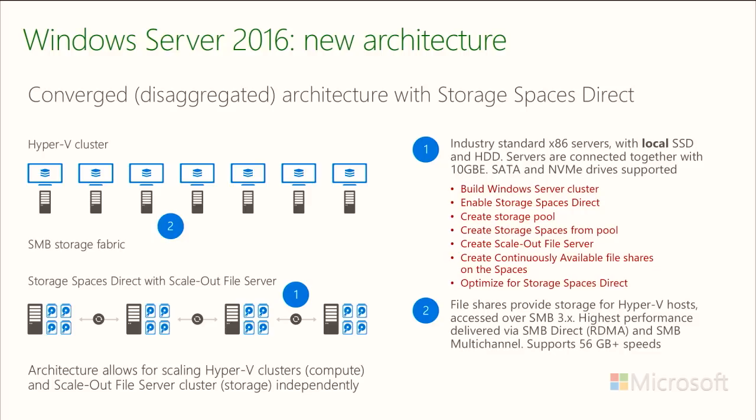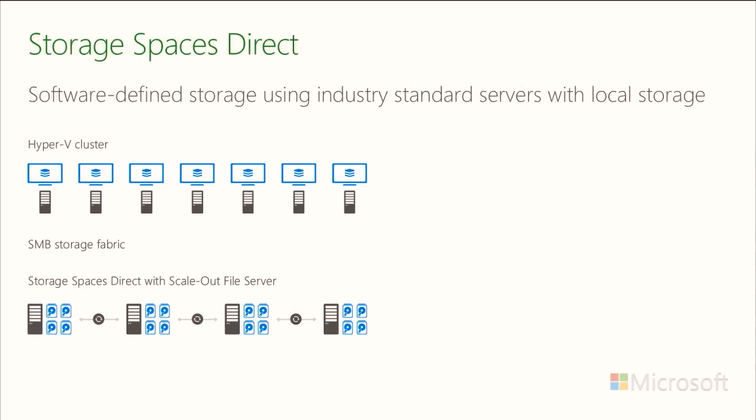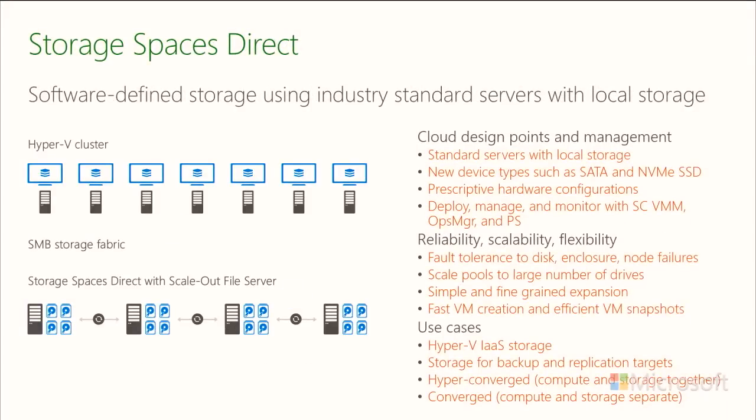And again, we also mentioned that the file shares provide storage for just the Hyper-V host and utilize SMB3. The best performance you can possibly get will come from SMB Direct with RDMA, Remote Direct Memory Access. Yes, exactly. Yep.